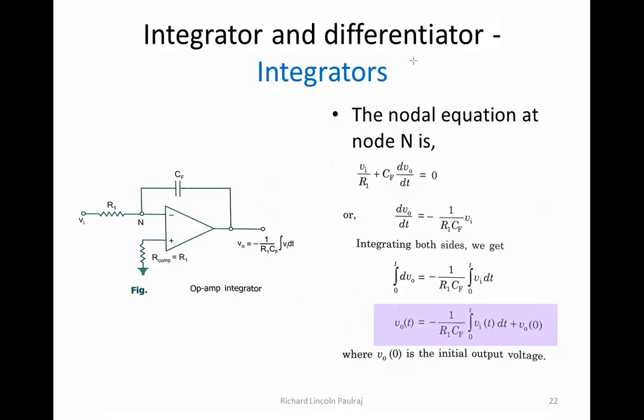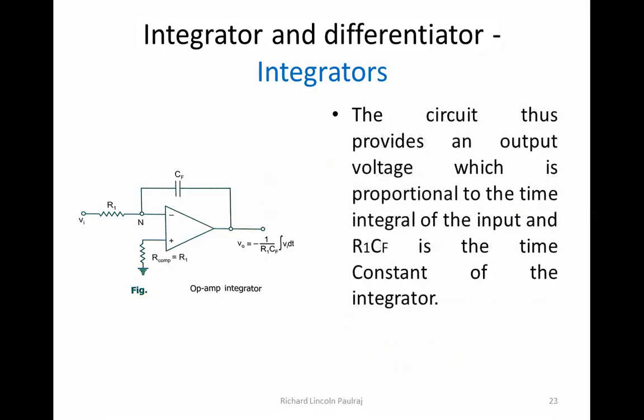The next one that we'll be looking into is the last slide for today's lecture. The circuit provides an output voltage which is proportional to the time integral, with R1 CF. You can see R1 CF here. This is nothing but the time constant of the integrator. If I vary the values of this R and C, it's a multiplying factor here, so this can actually vary how my output voltage acts.